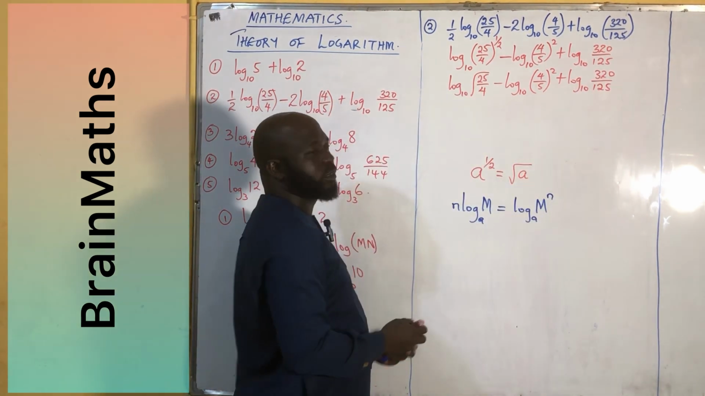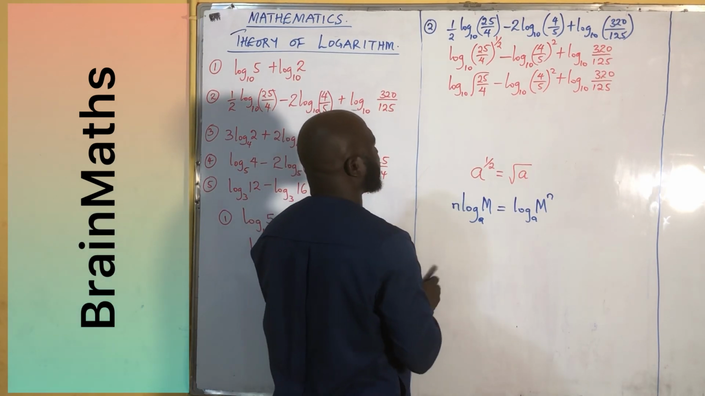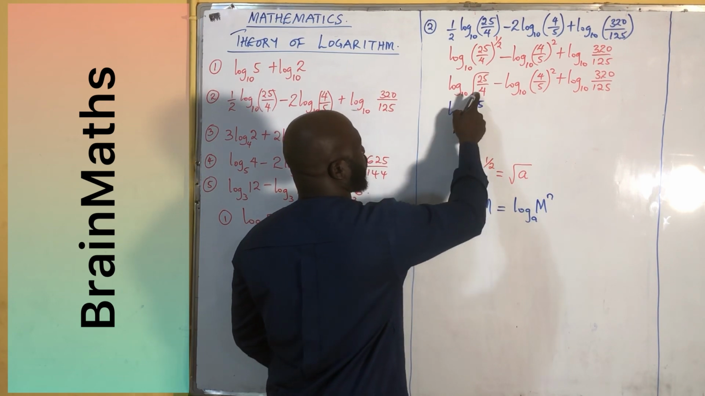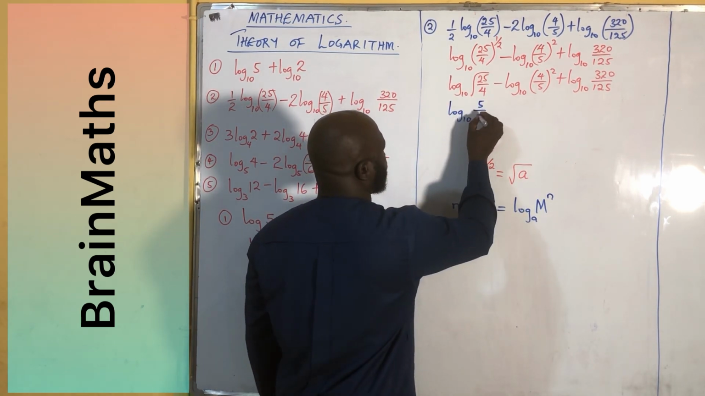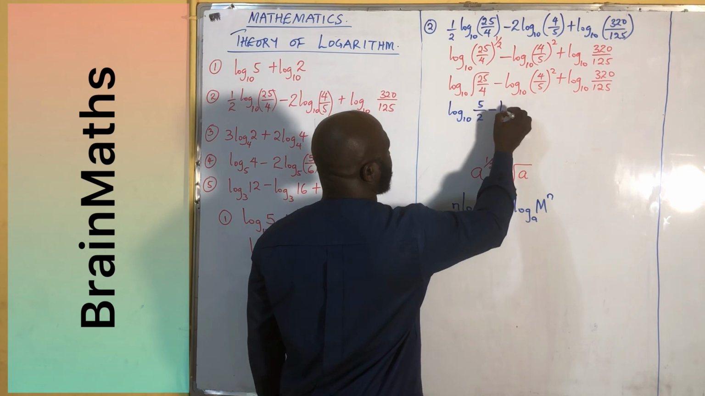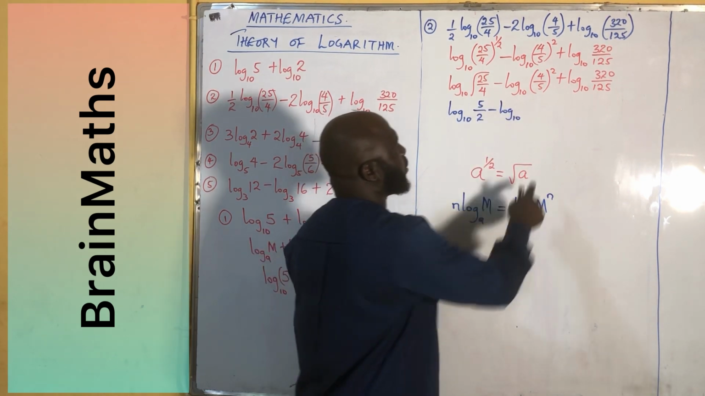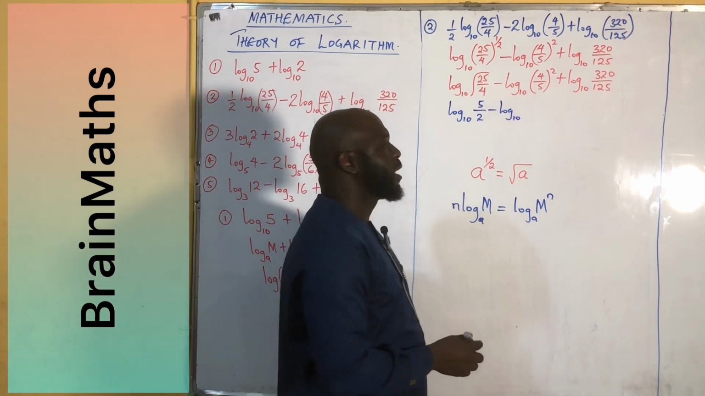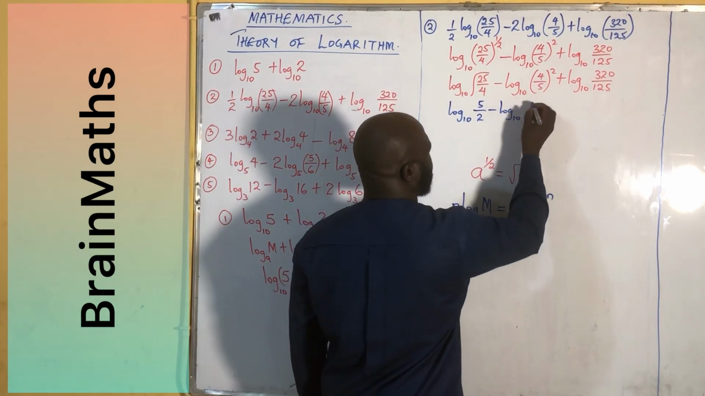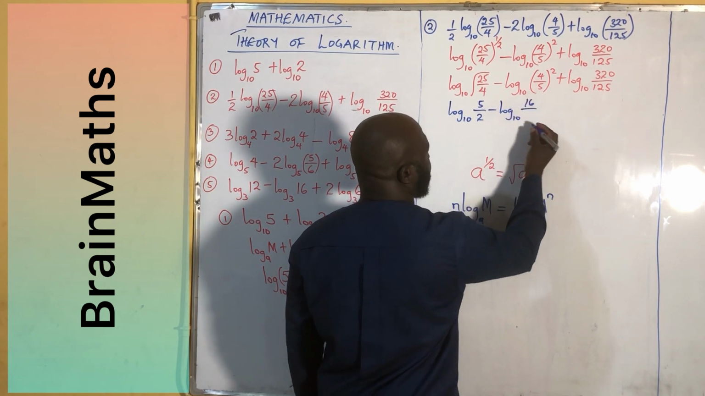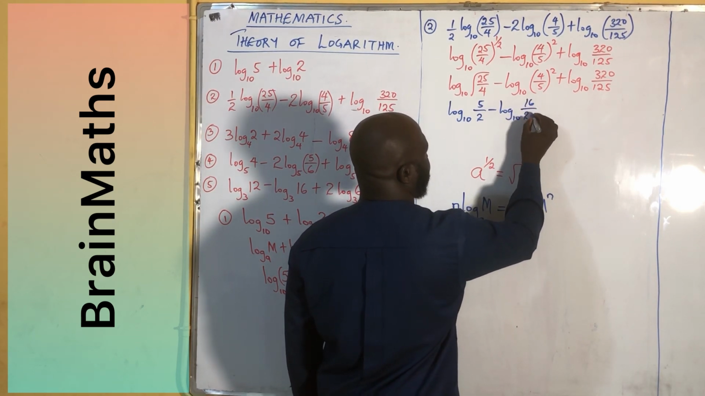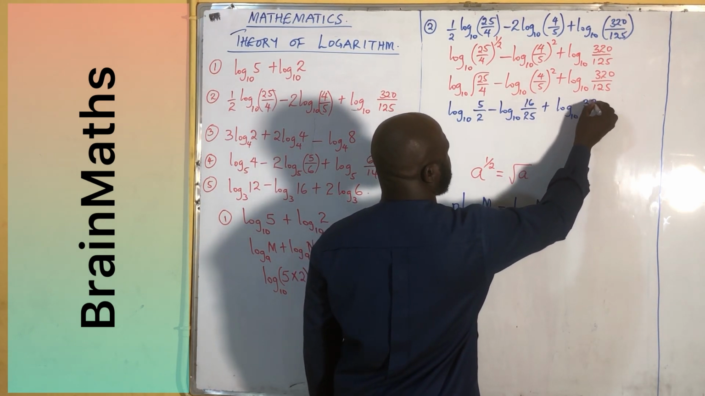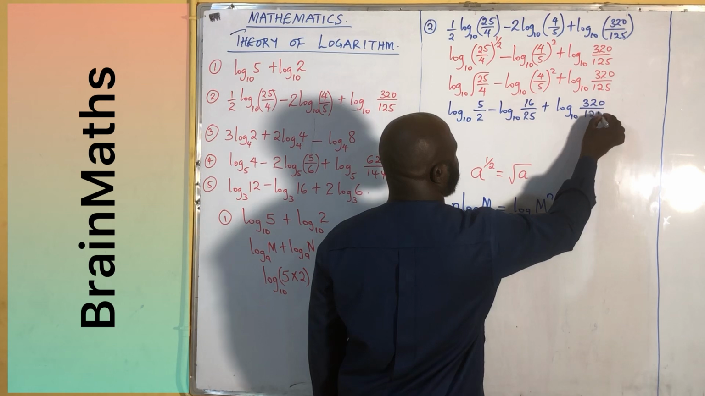So the square root of 25 is what? Right here you say 5, yes. And the square root of 4 is 2. Minus logarithm in base 10. This square is going to be used to open that bracket, and that will give us 4 times 4, 16, over 5 times 5, 25, plus logarithm to base 10 of 320 over 125.